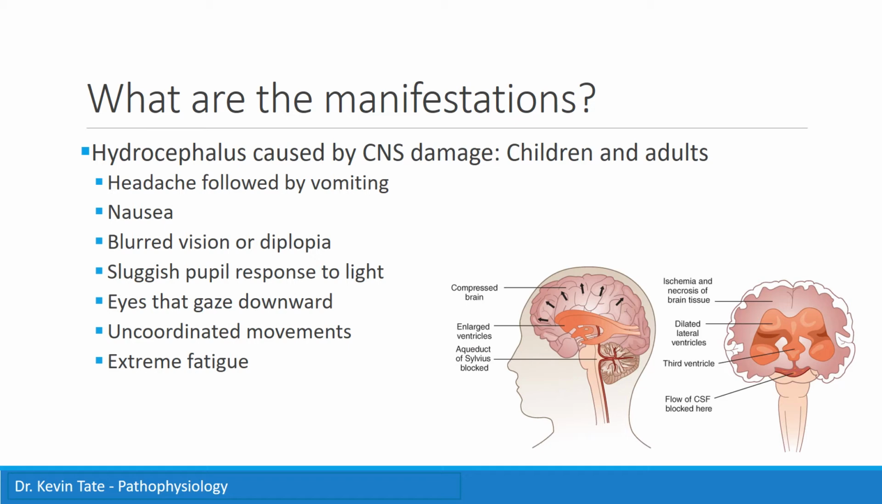Blurred vision could be due to a couple different things. So increased pressure on the retinal nerve that is going back, entering from the eyes, and then also pressure on the occipital lobe. So both of these regions could end up resulting in diplopia, or blurred vision, as it's otherwise known.